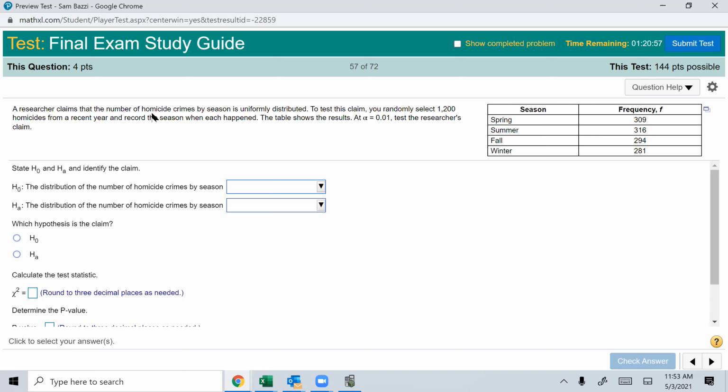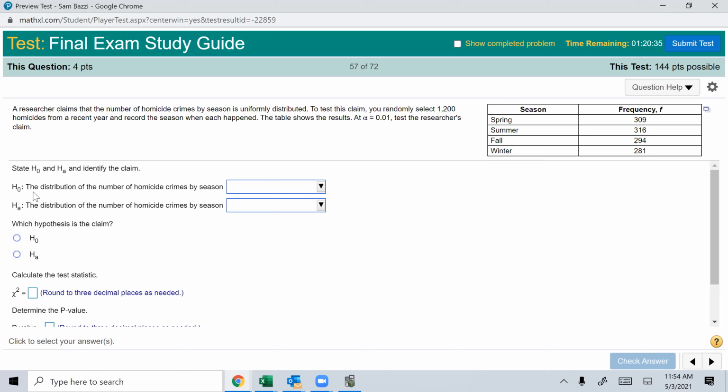A researcher claims that the number of homicides by season is uniformly distributed. Uniformly distributed means all the seasons have the same number. That's what the word uniform means. To test the claim, you randomly select 1,200 homicides from a recent year and record the season when each happened. The table shows the results. Test the claim.